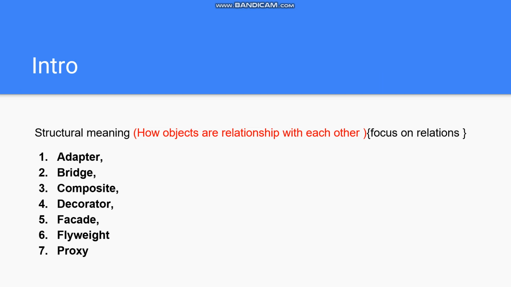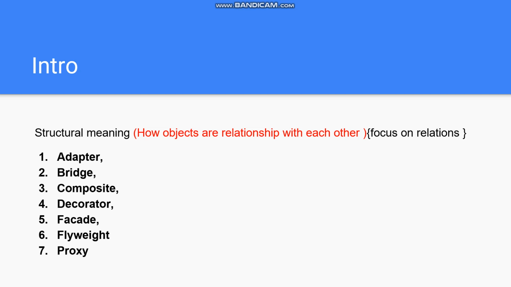Structural design patterns are about how objects are related to each other, and they focus on relations. There are different types, such as behavioral design patterns and relational design patterns. It also involves design patterns like the structural design pattern. It focuses on how relations are created and how objects relate to each other.